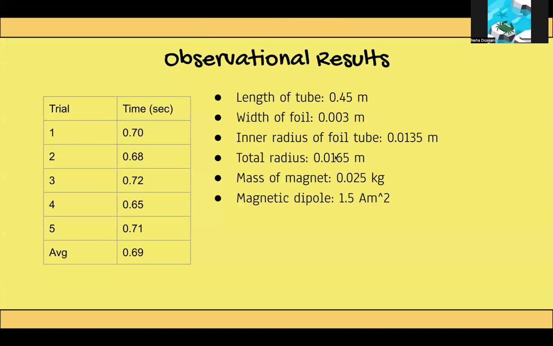For my observational results, I did 5 trials and found the average time. I also found the length of the tube, the width of the foil, the inner radius of the foil tube, the total radius, the mass of the magnet, and the magnetic dipole from lab 3, I believe. I found that the average time from these 5 trials is 0.69 seconds.